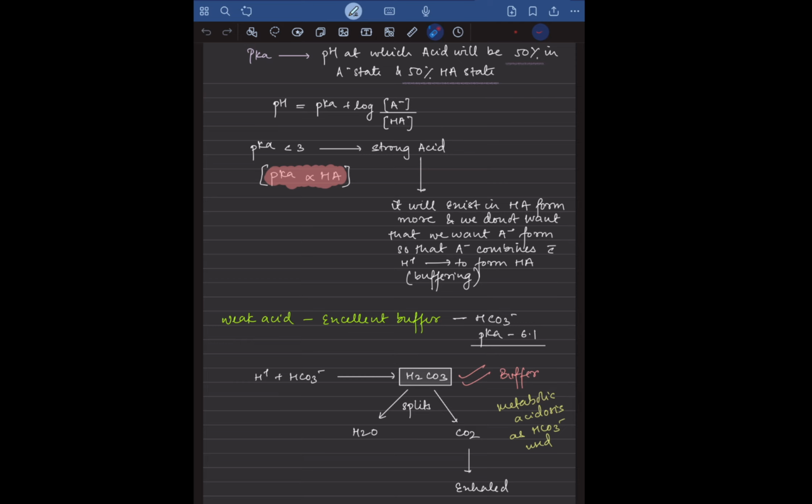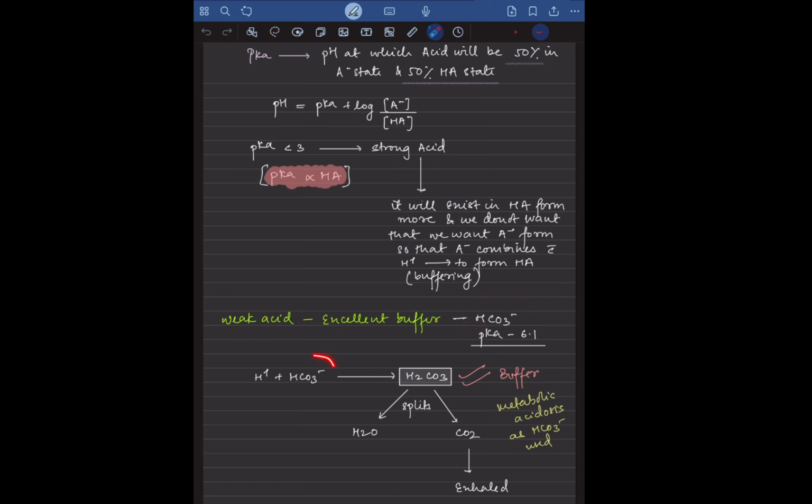Okay. So if the pKa is, say, less than 3, that means there is a strong acid, right? So it will exist more in the HA form, and we do not want that. We want more of the A minus form, so that the A minus combines with the H plus and HA is formed, right? So a weak acid is actually an excellent buffer. Remember that. So we need a pKa of, say, around 6.1 or so. So bicarb can be extremely good for our system.